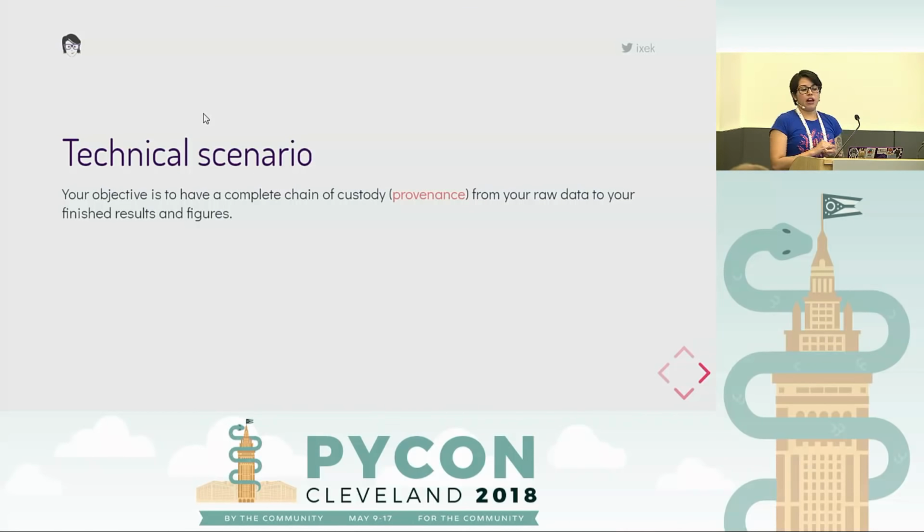From a technical scenario, for your personal intake, your objective is to have a complete chain of custody, and this is provenance. That means that you can exactly tell what version of your data and what version of your code you used to get a given set of results or a given set of figures. That is provenance. So you know exactly at every point where your results come from.